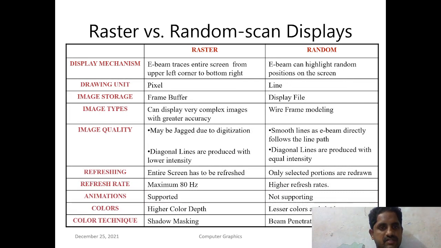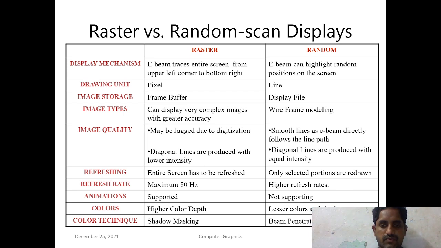The difference is the display mechanism. In raster scan, the e-beam traces across the screen from the upper left corner to the bottom, but in random scan the e-beam can highlight random positions. Drawing is by pixel in raster and by line in random. The image is stored in a frame buffer in raster, and in a display file in random. Raster can display very complex images with great accuracy, but in random systems with wireframe modeling, image quality may be jagged due to digitalization. Diagonal lines are produced with lower intensity in raster, while random produces smooth lines that directly follow the line path, with diagonal lines of equal intensity.